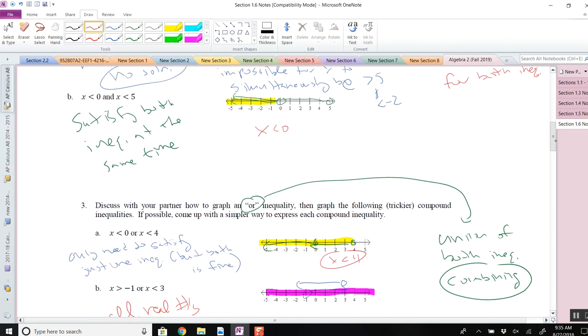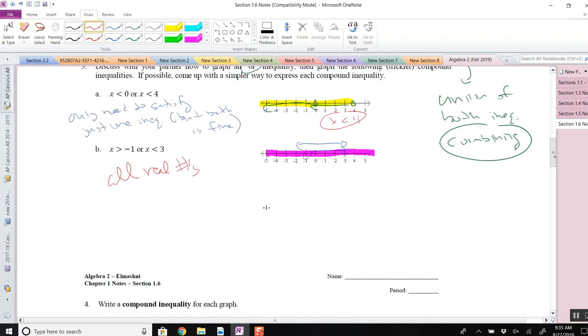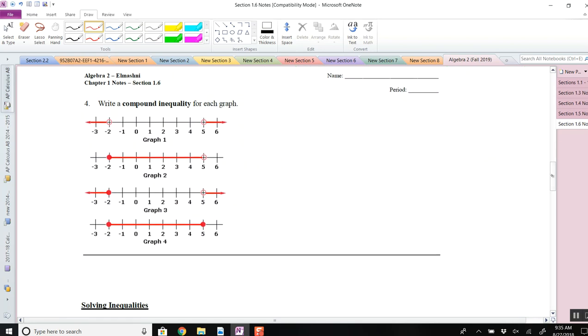So we'll have a discussion on this in class, because it is a little funky. I think 4 is a little more straightforward. You're asked to write a compound inequality. So of course, x is less than -2, or x is greater than 4. Do not use the word and, because you can't simultaneously be less than -2 and greater than 5.